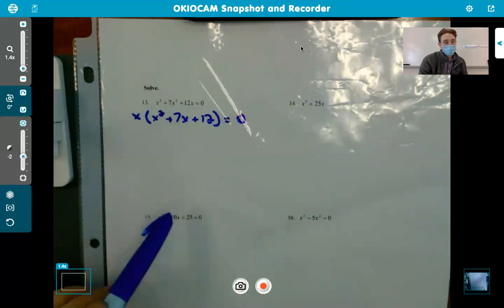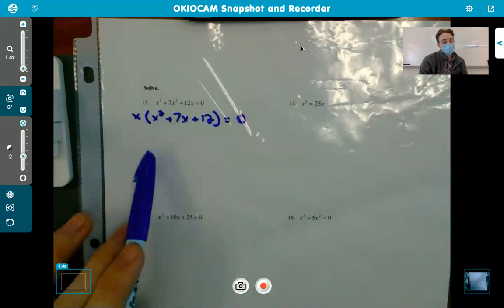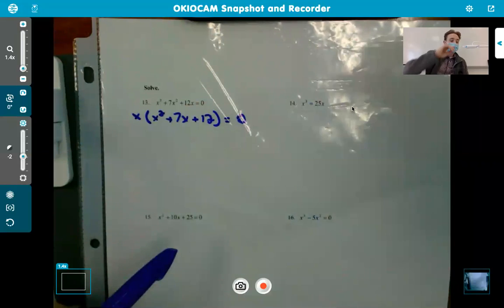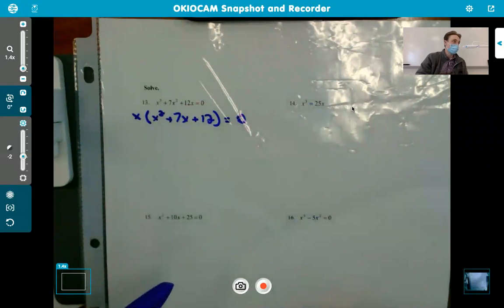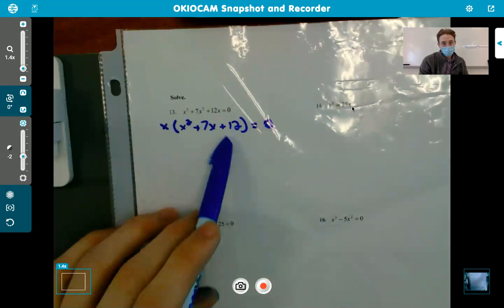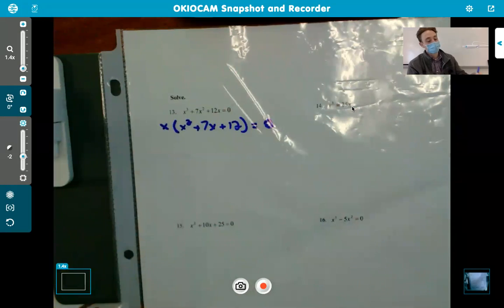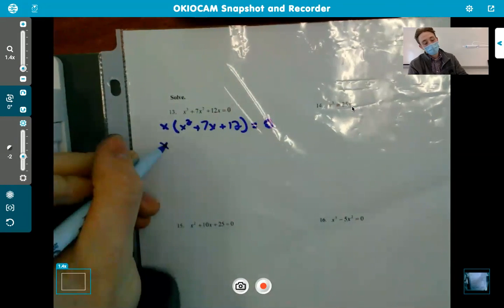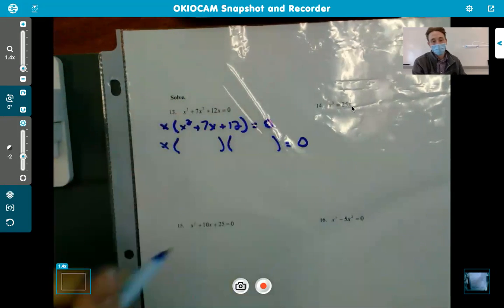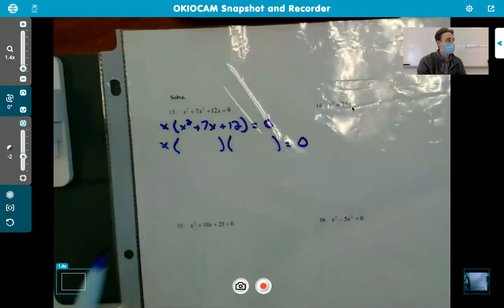Now I need to look inside my parentheses. I'll leave the x on the outside. I don't have a GCF again, right? Because if I already had a GCF, I would have taken it out. And I don't have a special pattern because 12 doesn't break down into the same thing being multiplied together twice. I need to think to factor normally here because I have a 1 in front of my x squared.